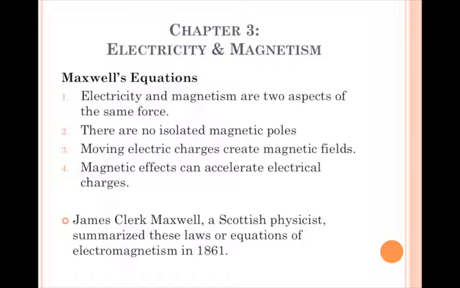James Clerk Maxwell, who was a Scottish physicist, summarized the laws or equations of electromagnetism in 1861. Now, a lot of scientific discovery had been made about electricity and magnetism before Maxwell. However, he unified these, and this is the major contribution he made, as well as adding to what previous scientists had discovered. Maxwell's equations are these four statements.